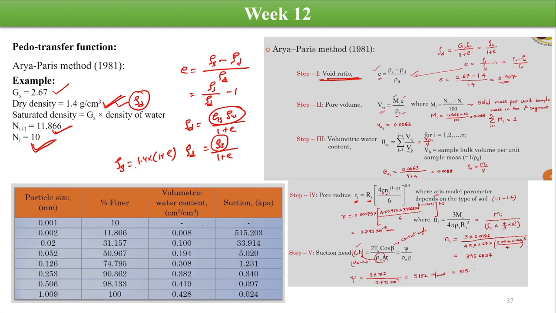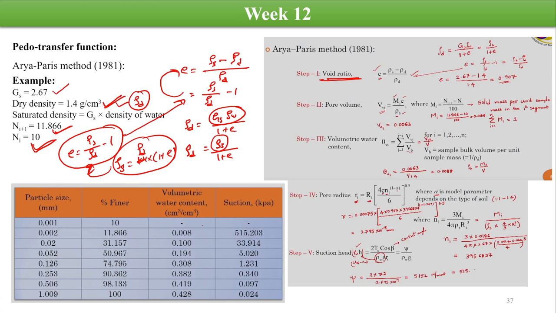Now, if we solve it further, then we'll obtain that e is equal to rho s upon rho d minus 1. So we have reached this equation, and in this way we can obtain the value of the void ratio. So let me just erase this.